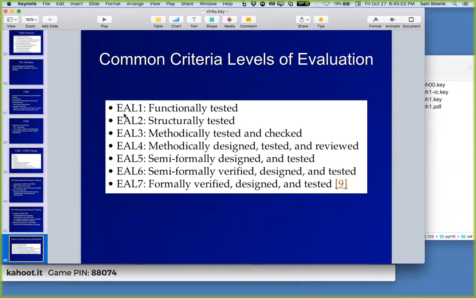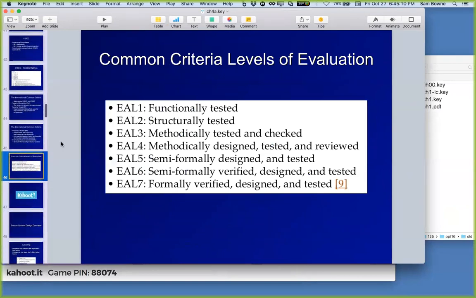EAL1 is your lowest level, where all you do is make sure it works and you don't worry about anything else like security or maintainability. I must say, I've been doing a lot of Android app security, and it is abundantly clear to me that almost all Android apps never go any higher than EAL1. As long as they work as intended when used in a normal context, they don't look any further at what's happening, because their security is appalling.